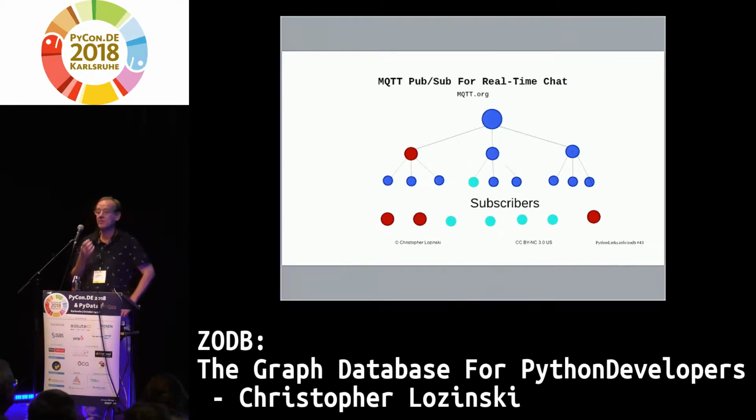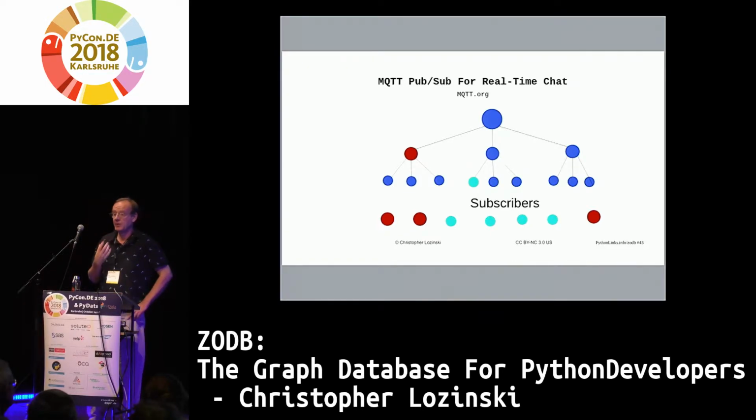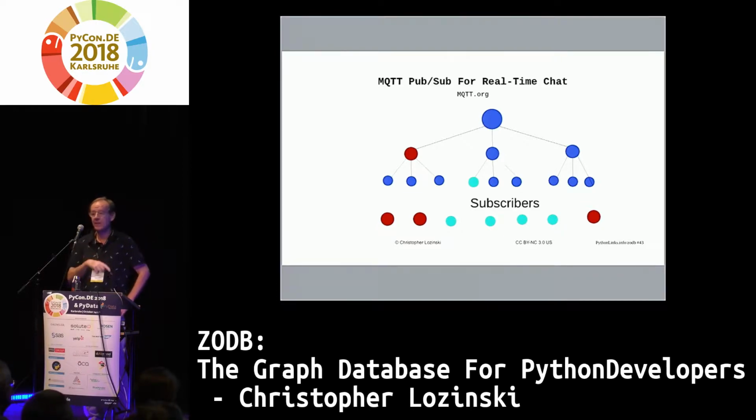If you want to do chat, it's not like a real-time server. If you want to do something like chat or a real-time application, I recommend MQTT. MQTT also does a tree of objects, a publish-subscribe tree of subjects. So it's really easy to connect it into the ZODB.